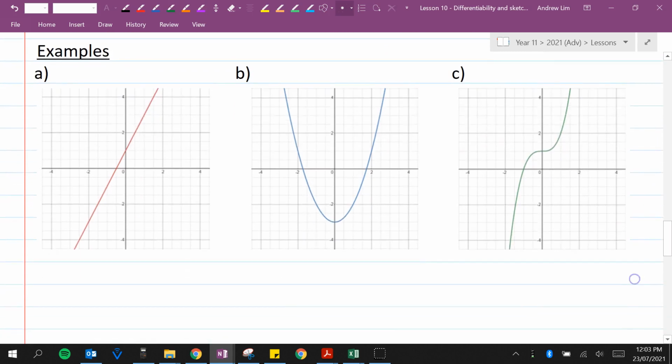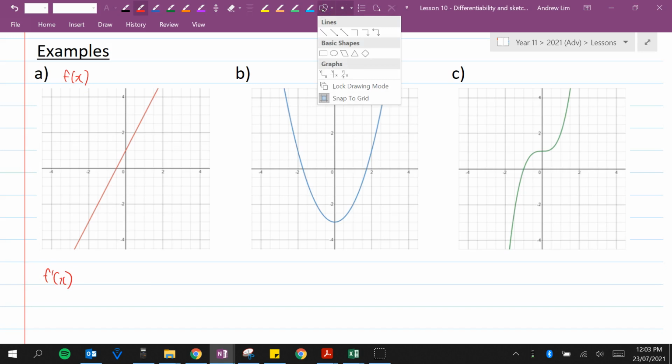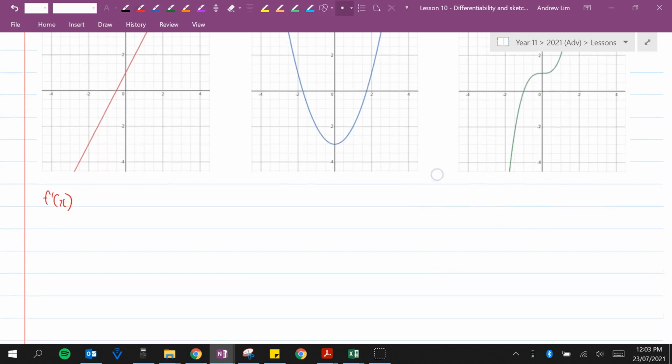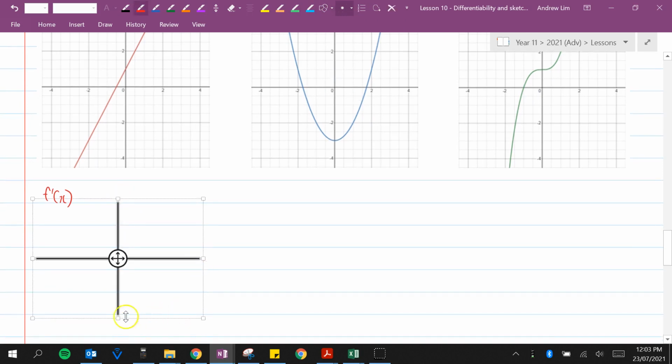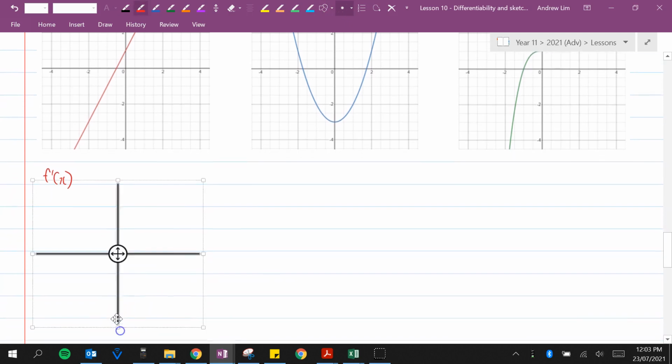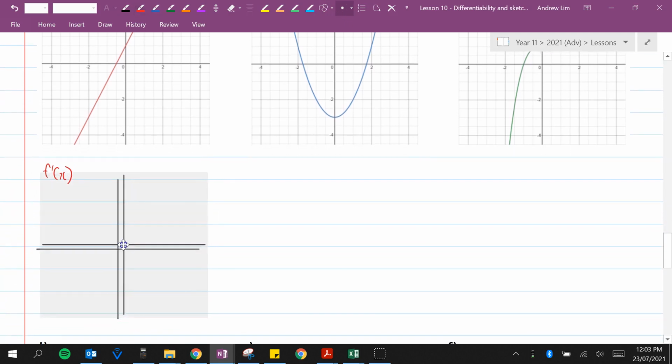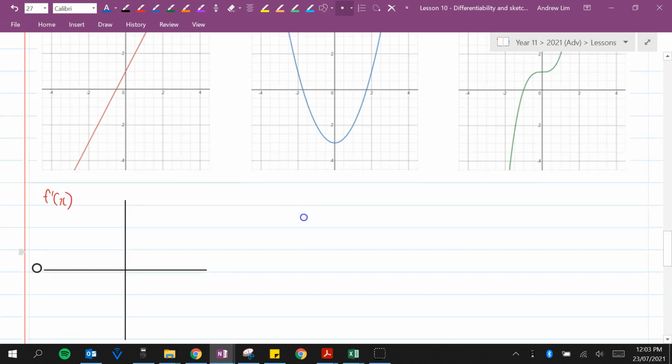So let's have a look at the first example. We've got f of x over here, and we want to graph f dash of x. We want to graph the gradient function from this curve. So what I would do is graph it, like I said. I like to do it underneath.